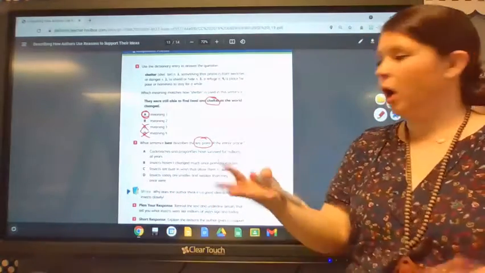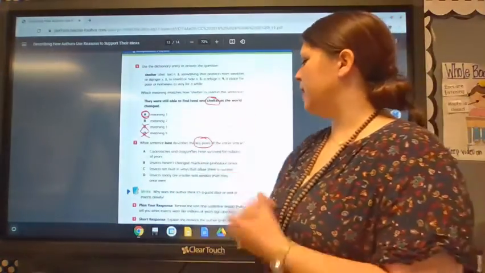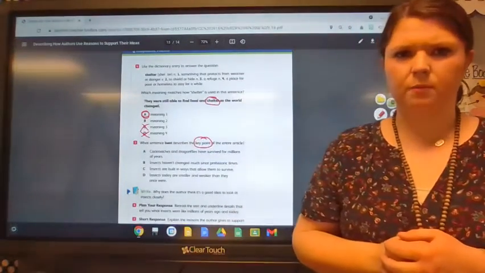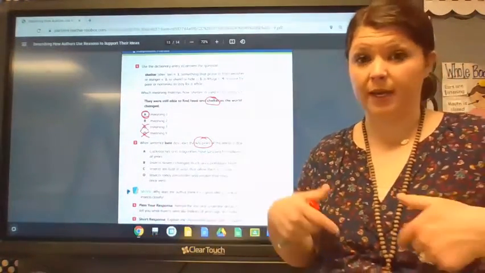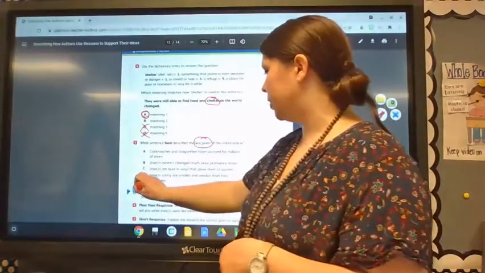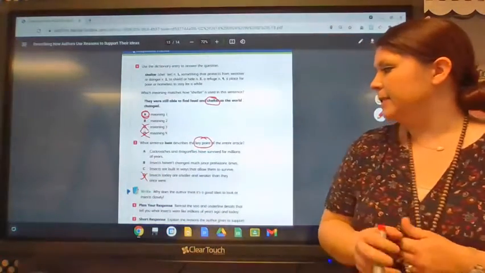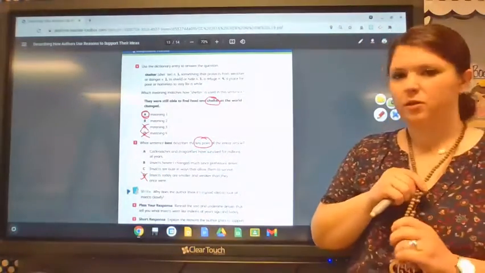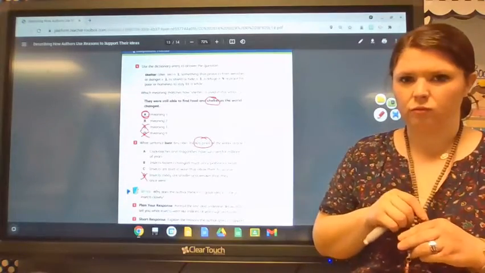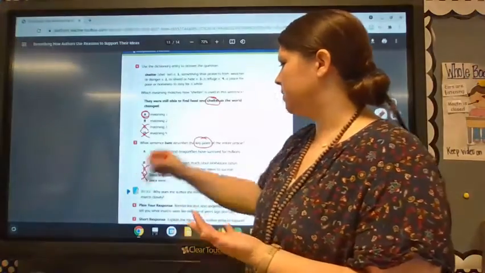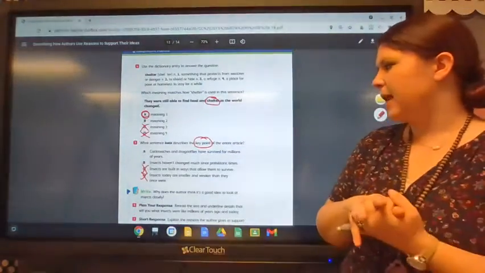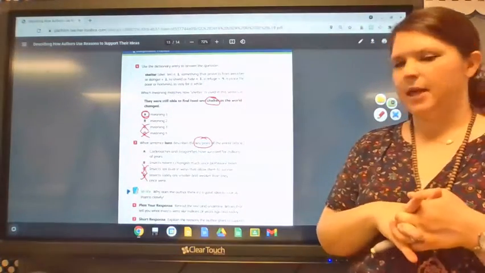Was the whole article about insects being smaller and weaker than they once were? No, we read about the dragonfly, and it used to be bigger than it is now, right? So that is not true. All right, C, insects are built in ways that allow them to survive. Well, they can still survive today too, so it wasn't all about them surviving. B, insects haven't changed much since prehistoric times. Is that true?